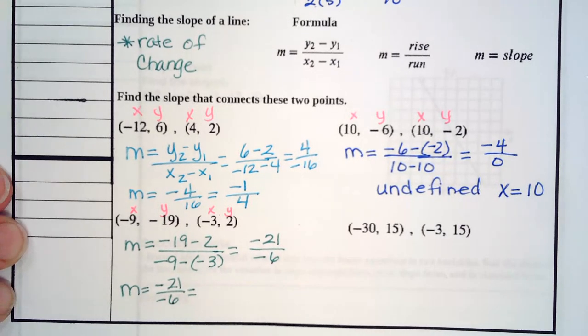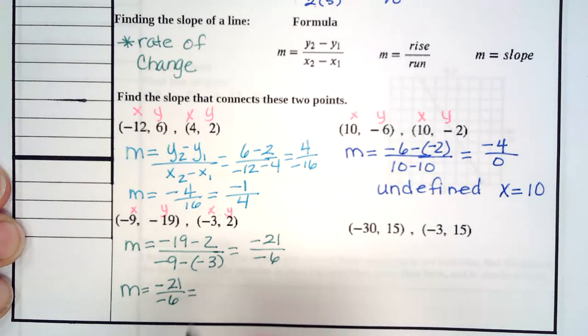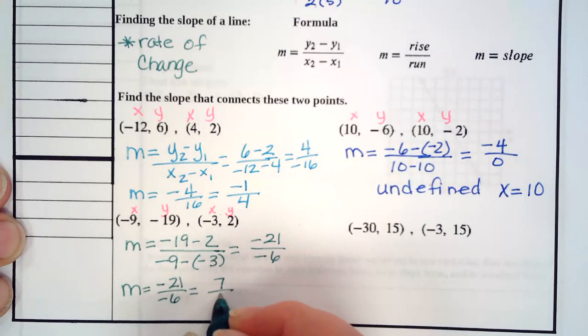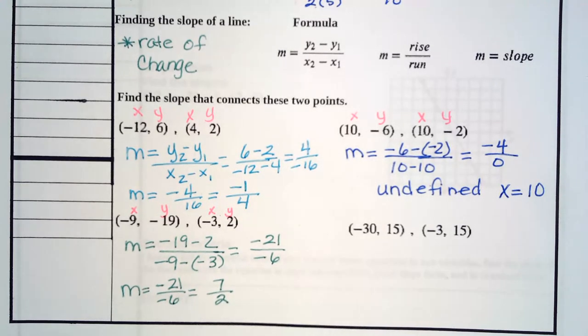Negative divided by negative is a positive, so the slope is positive. Can I simplify? 21 and 6 have a factor of 3. 21 divided by 3 is 7. 6 divided by 3 is 2, and we're done.